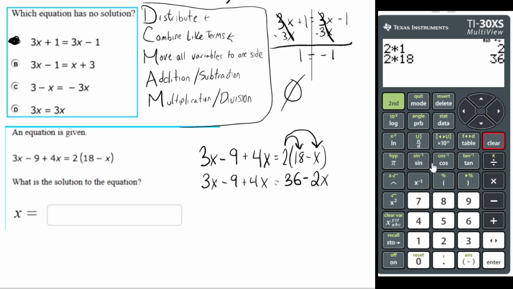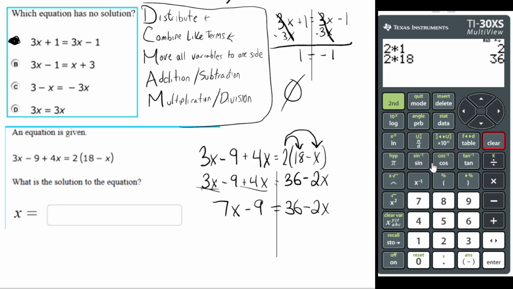All right, so now we go to combine like terms. We draw our fence. Are there any like terms on the same side of the fence? There are. There's 3x and 4x. 3x plus 4x makes 7x, because 3 plus 4 makes 7, minus 9 equals 36 minus 2x. We go to our next step.